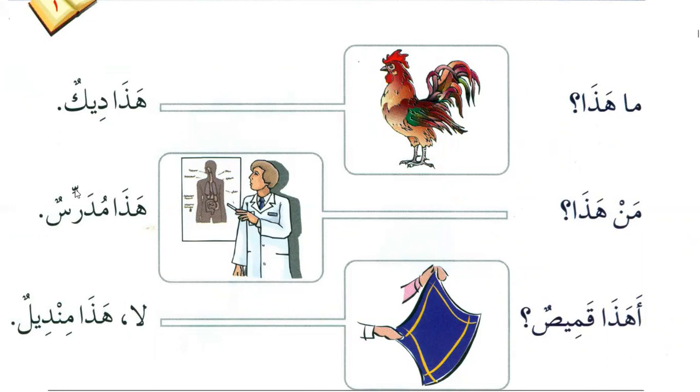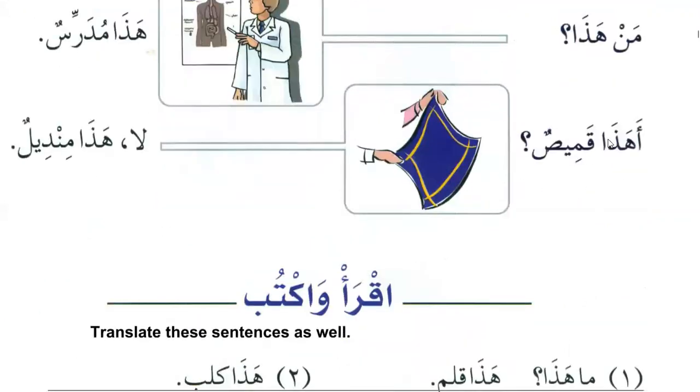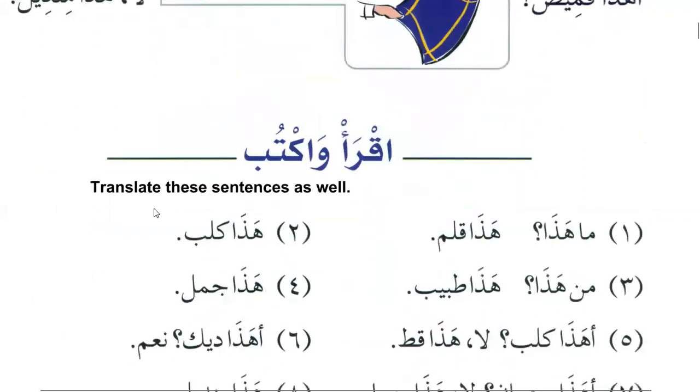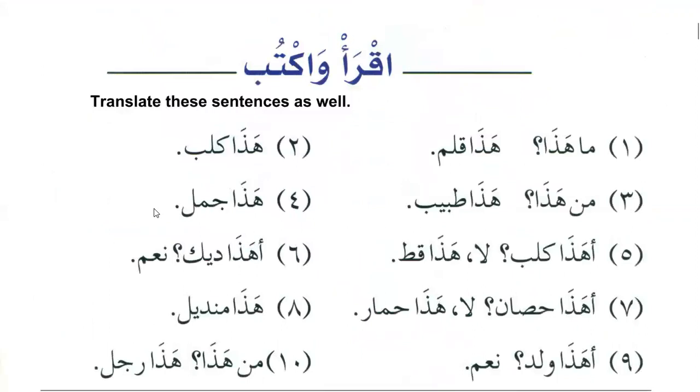Try to remember this thing: whenever we have the vowel under the shadda, it is kasra. So هذا مدرس, mudarris, mudarris. Ahada qalamun? La, hada mindilun. Correct. Thank you. Okay. Then we have iqra, uktub: read and write. So you had better translate them.